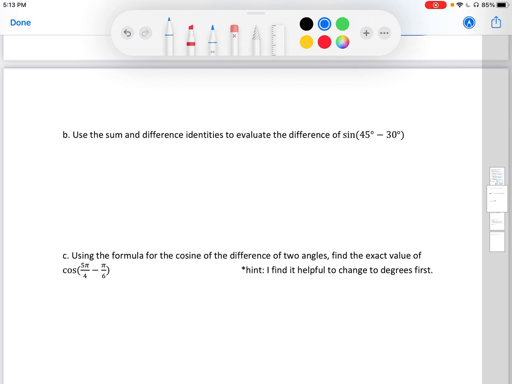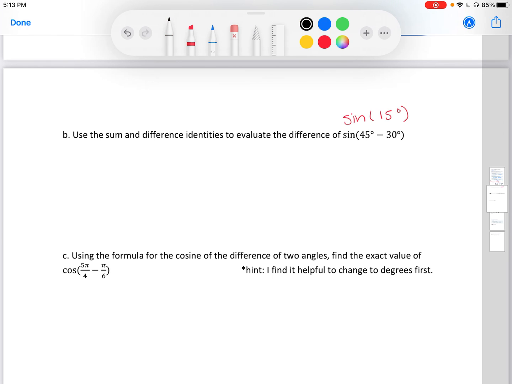Next, let's use the sum and difference identities to evaluate the sine of 45 minus 30. So we're really being asked to find the sine of 15. What is sine of 15? Well, we don't know. We could figure it out using a calculator, but we can't find an exact value. So we must use our sum and difference formulas with the help of a unit circle.